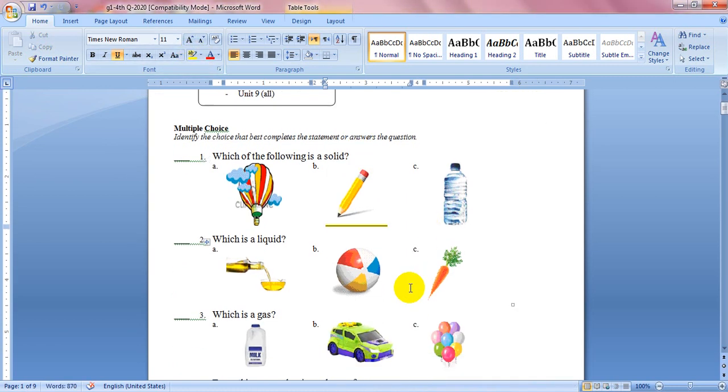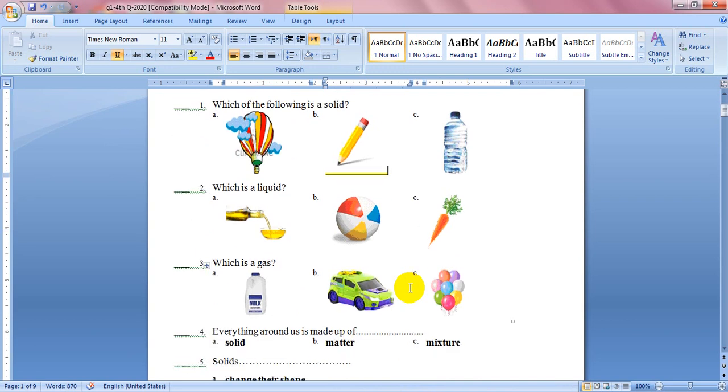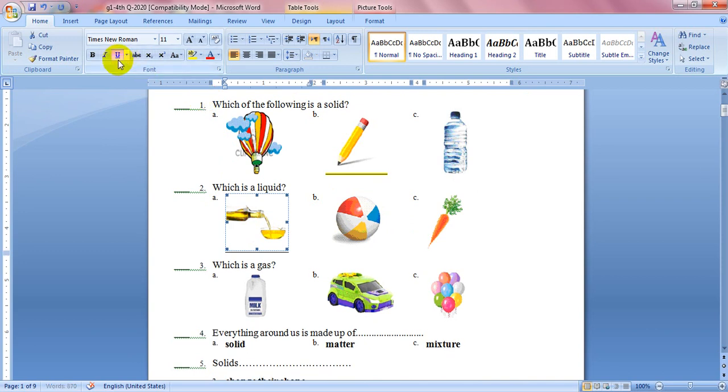The next one, number 2, which is a liquid? Do you remember what is a liquid? A liquid is a kind of matter that flows. It doesn't have its own shape. It takes the shape of its container. So which one here is a liquid? Oil, a ball, or a carrot? The liquid will be letter A, oil, because it flows and it takes the shape of its container.